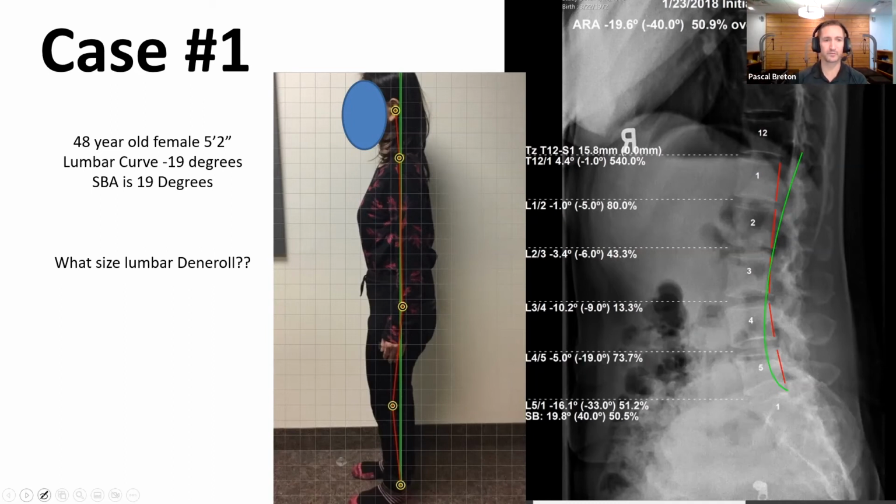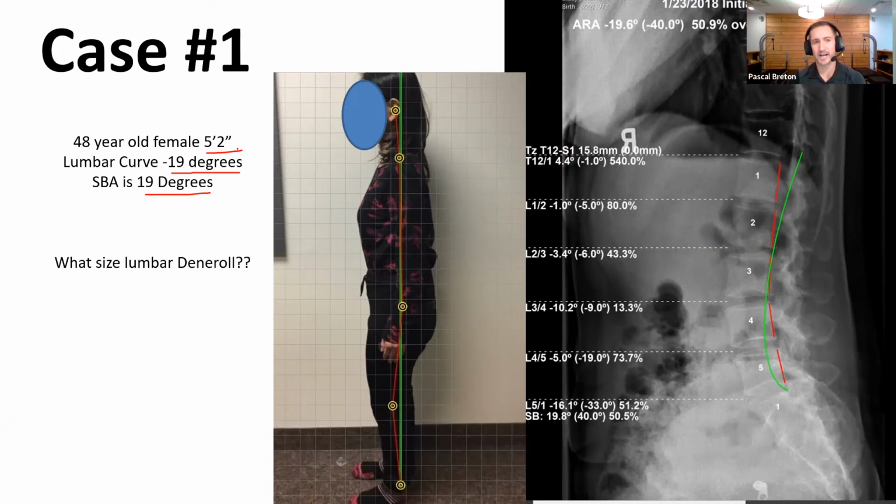So we have a female. She's 5'2". I measure her curve. She's got 19 degrees of lumbar curve, and she has a 19-degree sacral base angle. So I have one indicator. She's got a reduced lumbar curve. Yes. She's got a reduced sacral base angle. Yes. So we have two indicators.